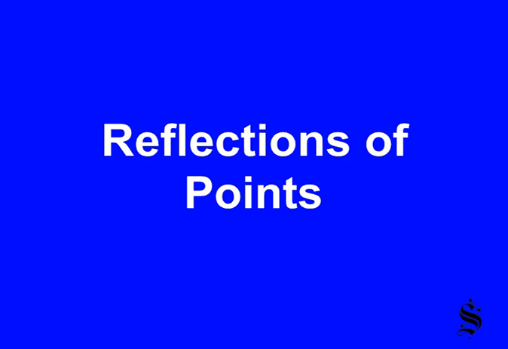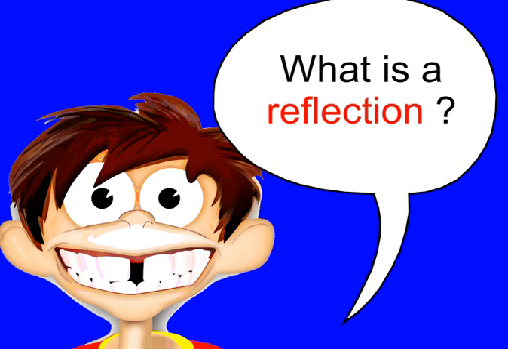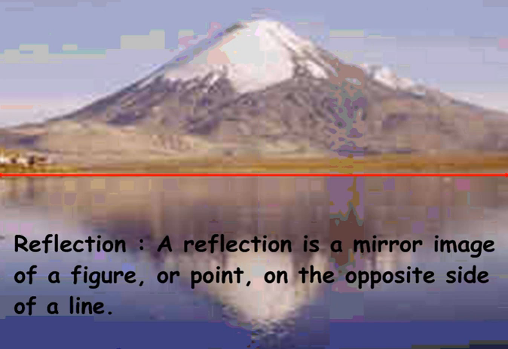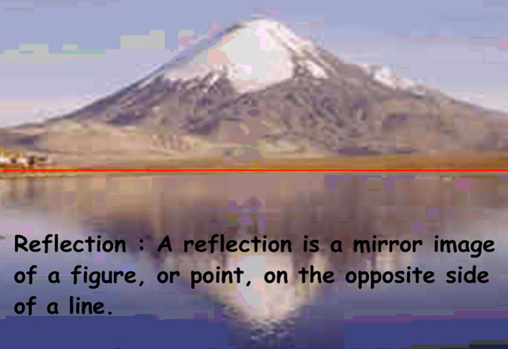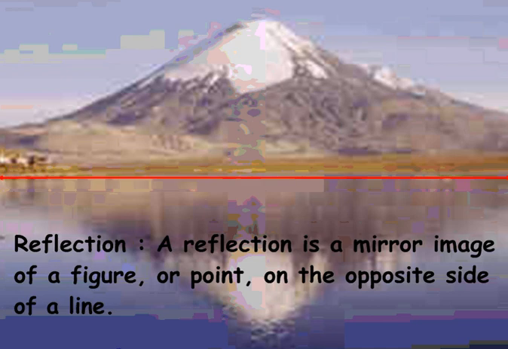Reflections of points. So what exactly is a reflection? Well, a reflection is a mirror image of a figure or point on the opposite side of a line. So here we have a reflection in nature, and this mountain is being reflected in this body of water. And I just drew this line here, but you can see how it's being reflected across the line.